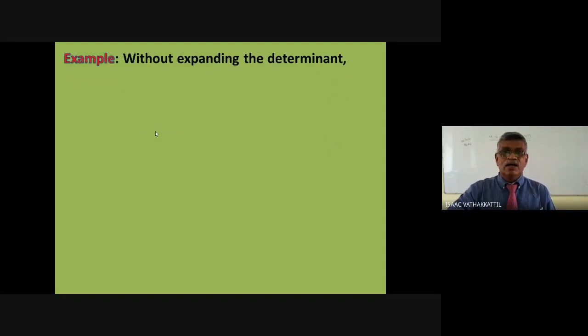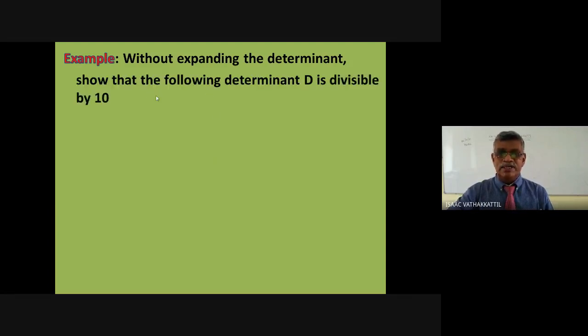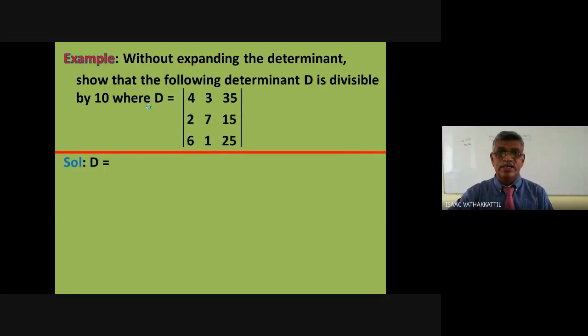Okay? For example, without expanding the determinant, show that the following determinant D is divisible by 10. I have to show, not by expanding. By expanding, you are going to get it. I am having a determinant D equal to 4, 3, 35, 2, 7, 15, 6, 1, 25.